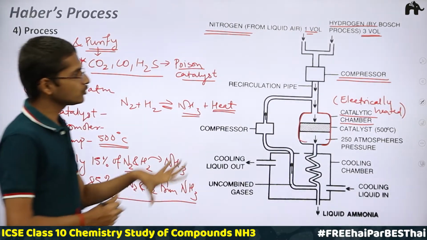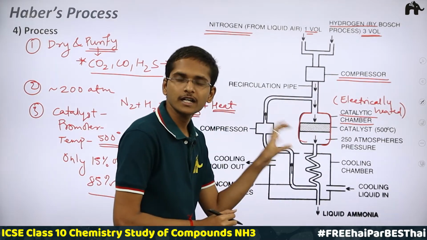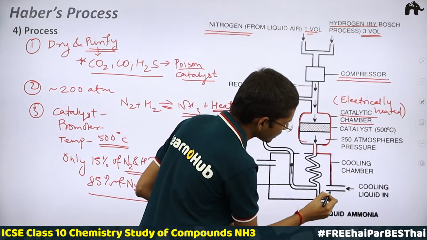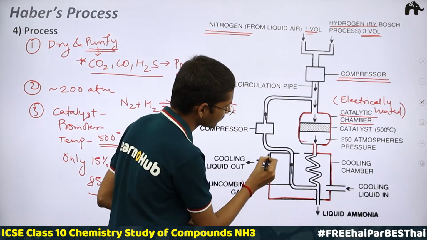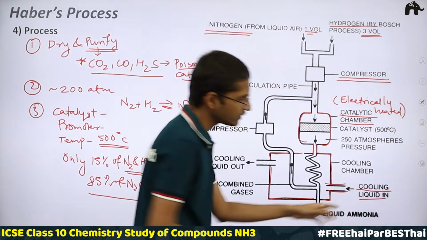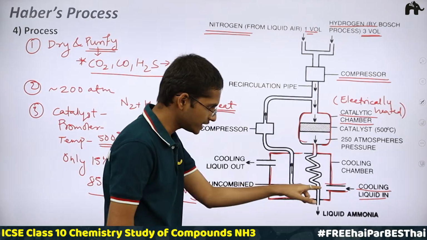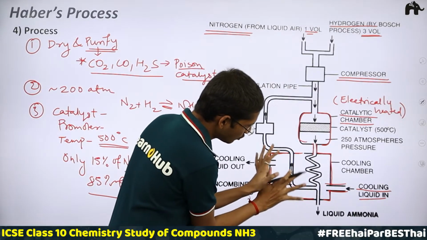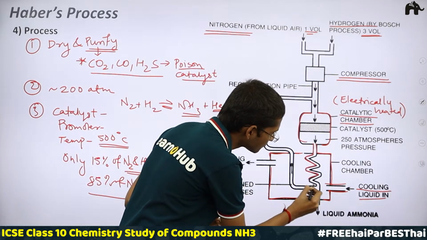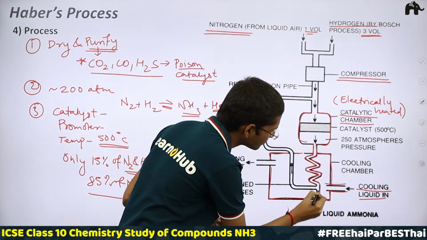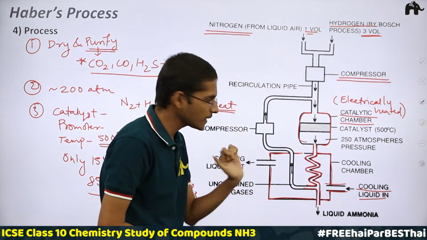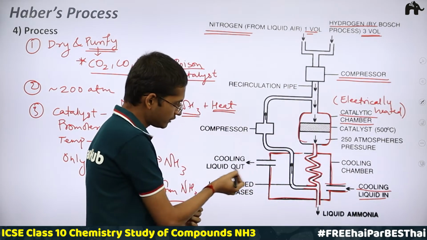See, we are going to pass this mixture of ammonia and unreacted N2 and H2 gases through this cooling chamber. You can see here, this is the cooling chamber. In this cooling chamber, we are passing the cooling liquid in through this inlet. This cooling liquid is cooling the cooling pipes. Why? Because we are going to pass our mixture through these cooling pipes. And then this cooling liquid comes out.